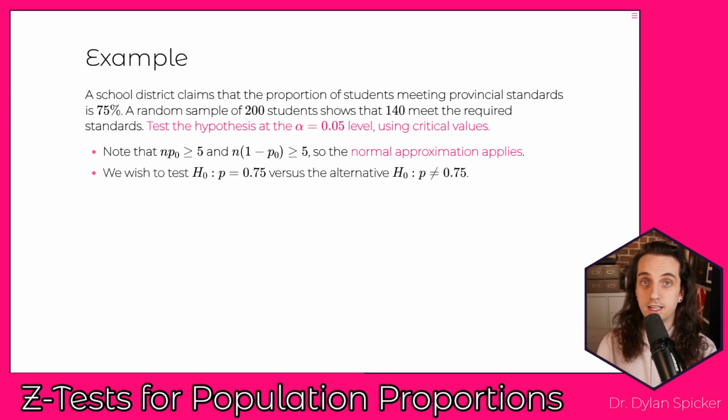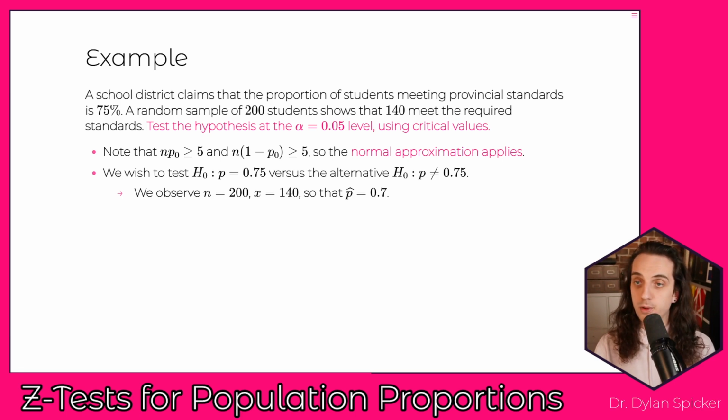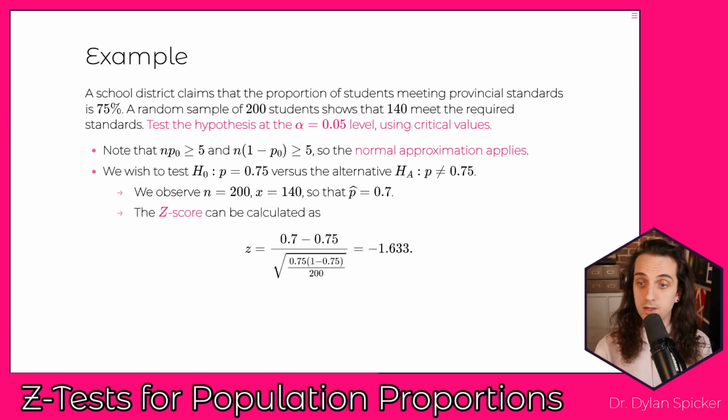We're testing the null that p is equal to 0.75 versus the alternative that p is not equal to 0.75. We observe n is equal to 200, x is 140, and so that works out to p hat being 0.7. From here, we can work out the z-score. We plug in the 0.7, which was our realized value, subtract off the value under the null hypothesis, and divide by the standard deviation under the null hypothesis, 0.75 times 1 minus 0.75 divided by our sample size, everything square rooted. This turns out to be negative 1.633.